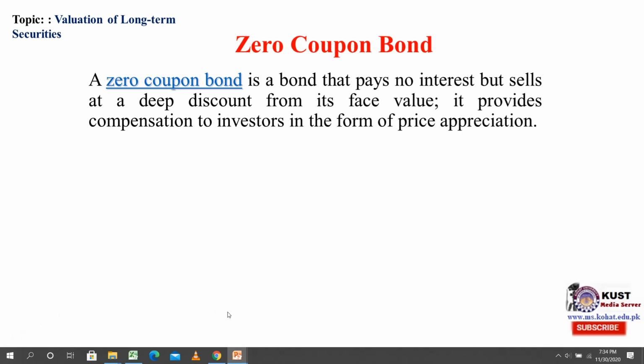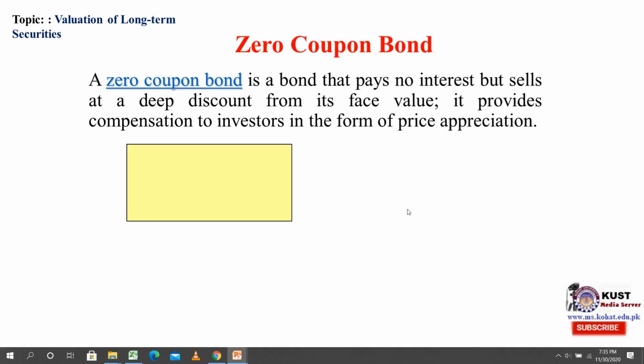A zero coupon bond is a bond that pays no interest but sells at a deep discount from its face value. It provides compensation to the investor in the form of price appreciation. Basically, a zero coupon bond does not provide any interest to the holder of the bond. The investor buys this bond at a discount, let's suppose at 800, and then after a few years, let's suppose 5 years, it is bought back by the company at 1000 rupees.